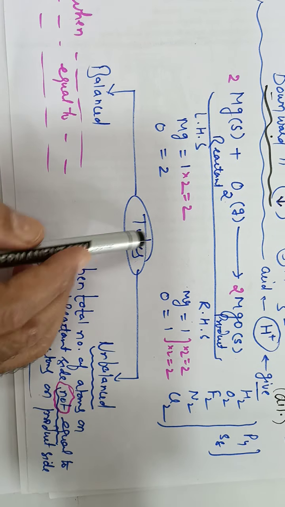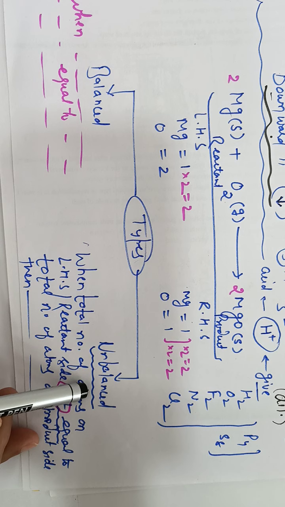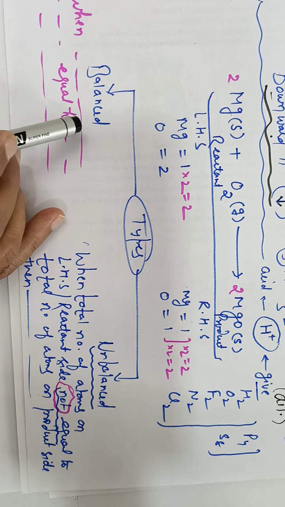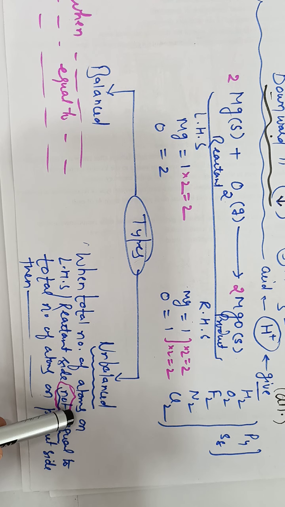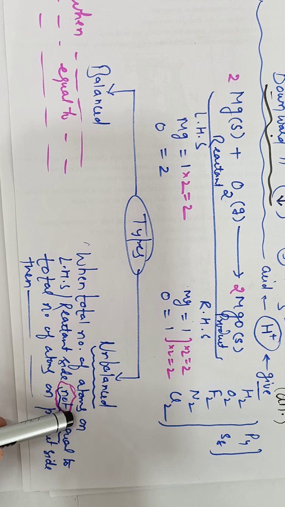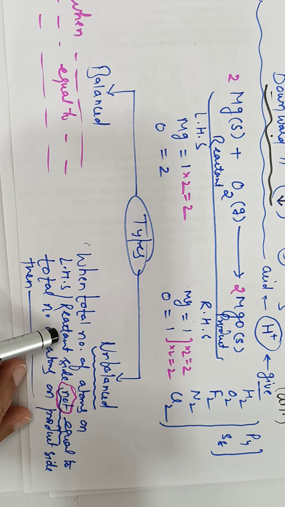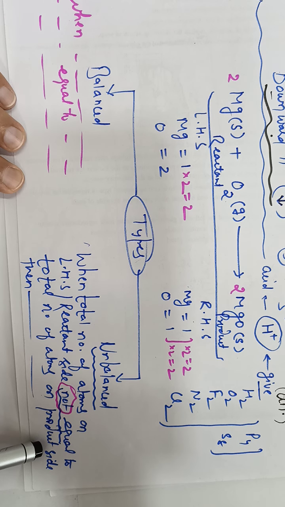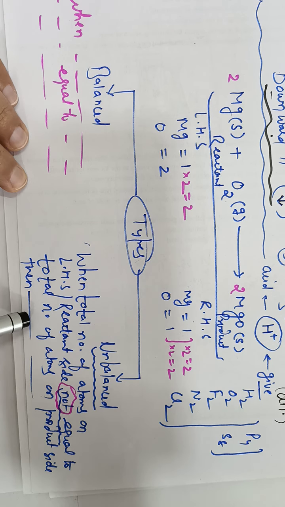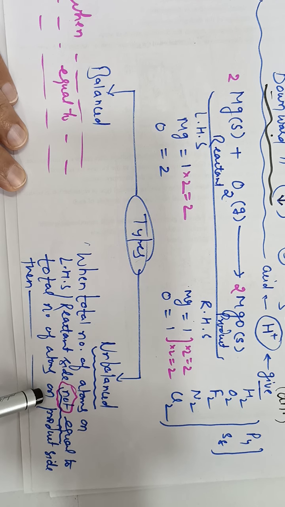Number 1 is balanced chemical reaction. Number 2 is unbalanced chemical reaction. What is balanced chemical equation? When the total number of atoms on left hand side, that is reactant side, is not equal to the total number of atoms on product side, that is right hand side, then the equation is called unbalanced.